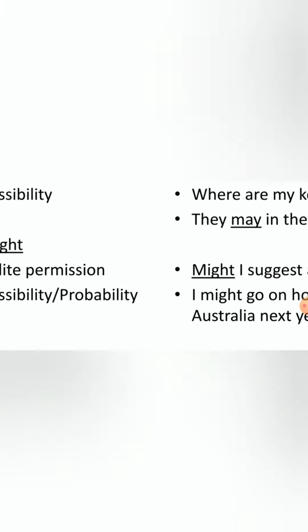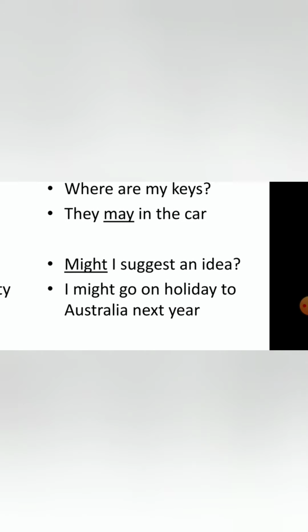Might is a modal verb most commonly used to express possibility. It is also often used in conditional sentences. English speakers can also use might to make suggestions or requests, although this is a less common usage in American English. There are 2 functions for the modal verb might. One is polite permission. See the sentence: might I suggest an idea? Politely we can ask. In that case, we must use the modal verb might.